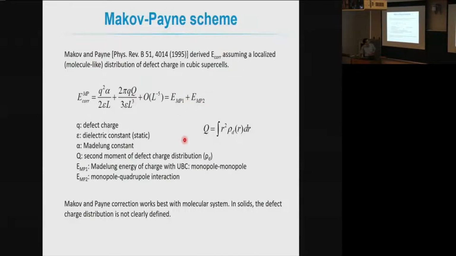Okay, Makov and Payne. So this is exact for the molecular system. When you have a completely isolated system, this is accurate. But in the case of a solid, the defect charge distribution is not really localized. It's mixed together with the charge density of the solid, and therefore there's no clear distinction between the localized defect charge and the charges of the periodic system. So it is an approximation. It cannot completely remove this finite size effect.